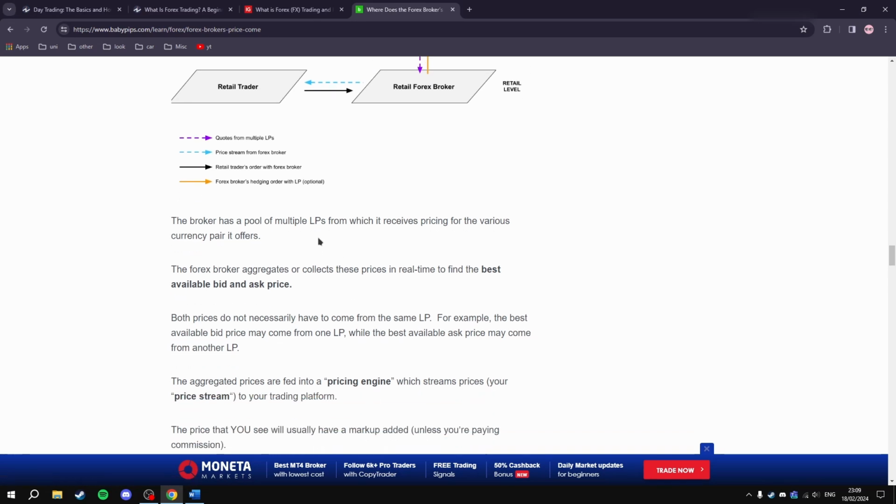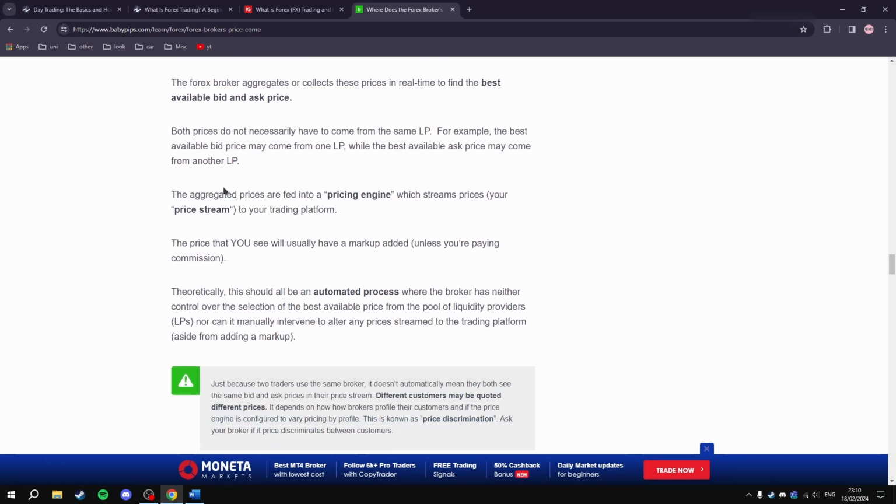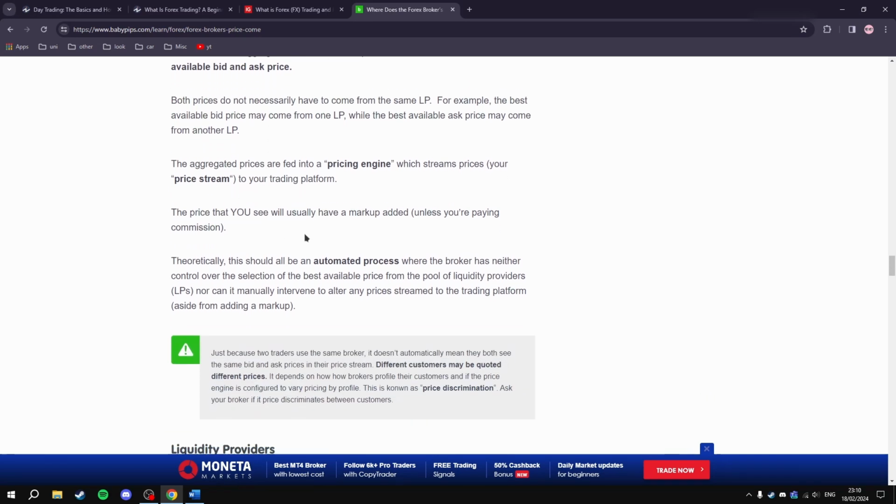The broker has the pool of multiple liquidity providers from which it receives pricing for the various currency pairs it offers. The Forex broker aggregates or collects these prices in real time and finds the best available bid and ask price. Both prices do not necessarily have to come from the same liquidity provider. For example, the best available bid price may come from one liquidity provider, while the best available ask price may come from another liquidity provider. The aggregated prices are fed into a pricing engine which streams prices, your price stream, to your trading platform.